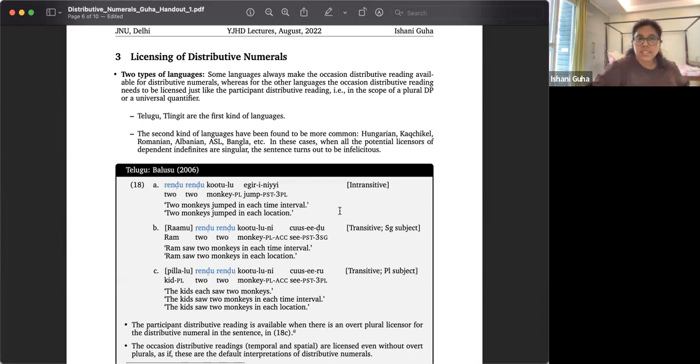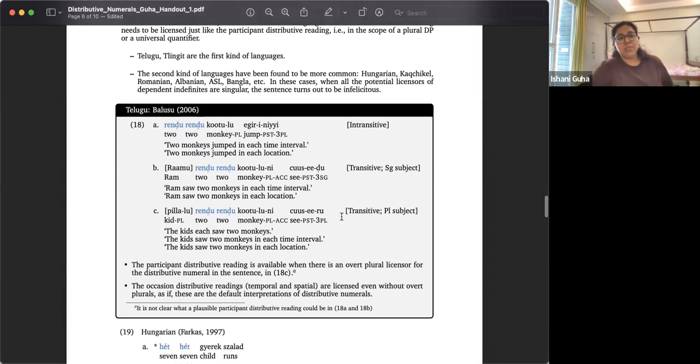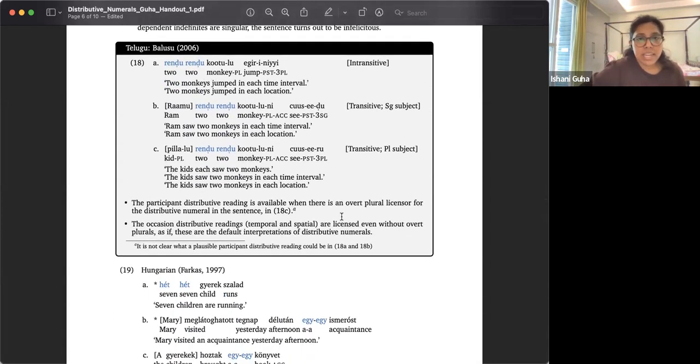But this has led to important theoretical discussions. So it's important, even to achieve a basic description of distributive numerals in the languages that you're studying, that you talk about the licensing, because this is a key question. Okay, so let's look at Balasu's examples. So 18a: two monkeys jumped. Intransitive sentence. So, rendu monkeys jumped. Okay.